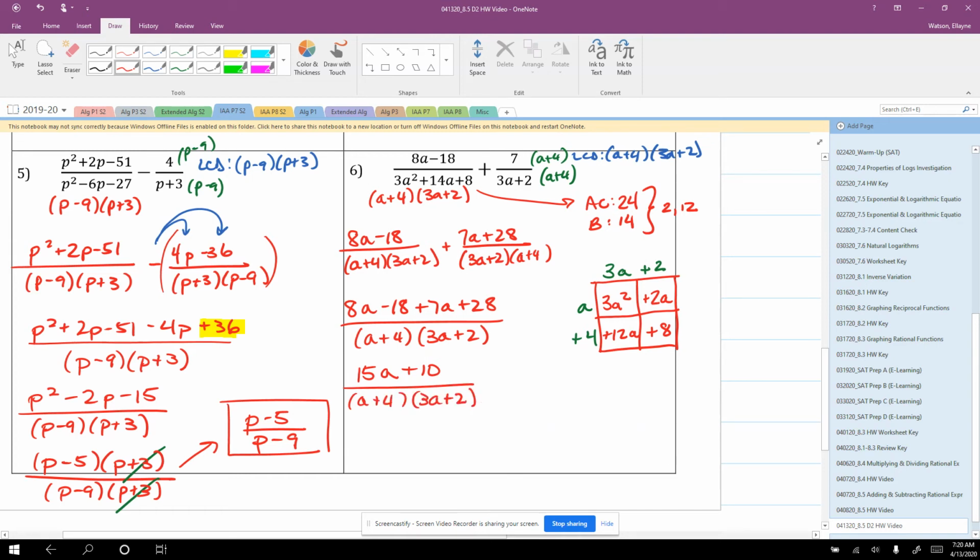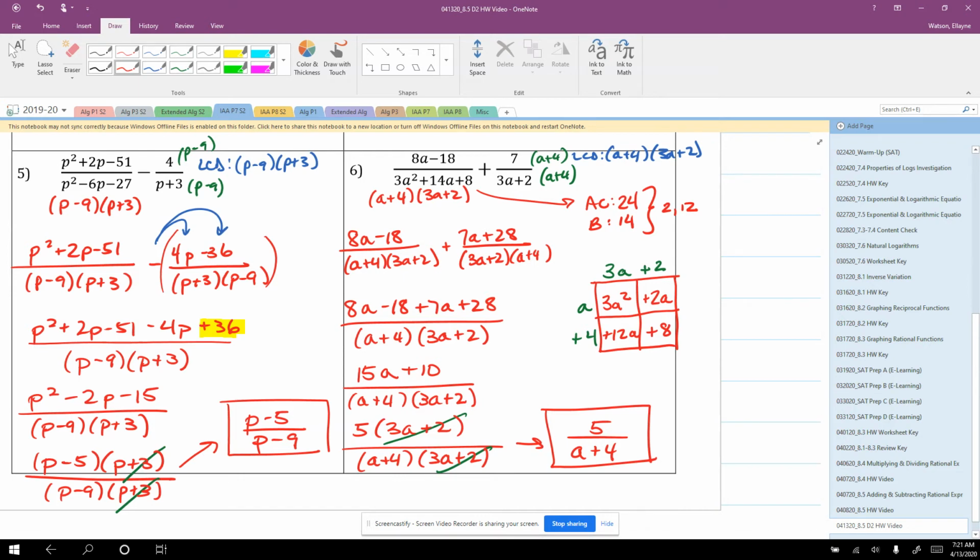Okay, here's a step where we need to factor the top again if we can, and we can. And the reason we do that is to see if there's any common factors. We can take out a 5 from the top. And you see it, that gives a common factor of 3a plus 2. Cancel that out. We're left with 5 over a plus 4. And that is our final answer. So the tricky part on that one was really the factoring. Okay, if you're able to factor that first denominator, you're able to determine the LCD and go from there.